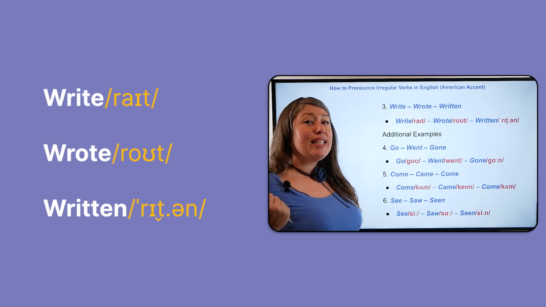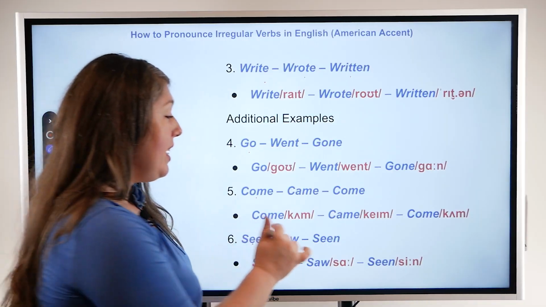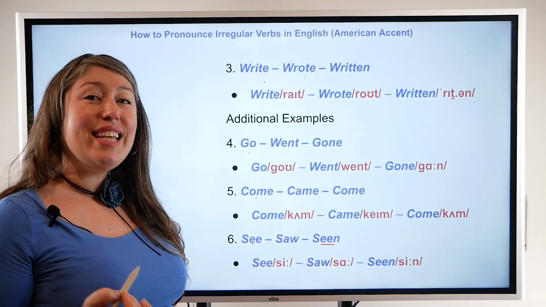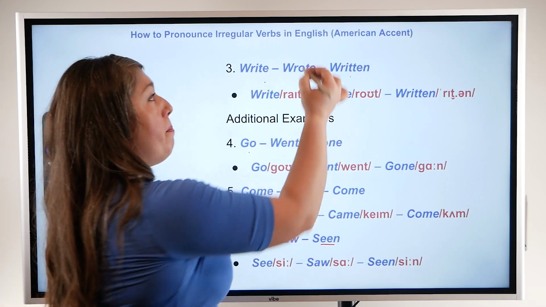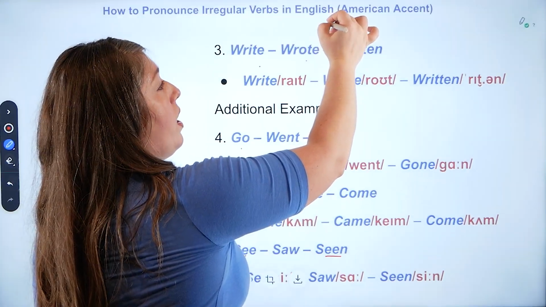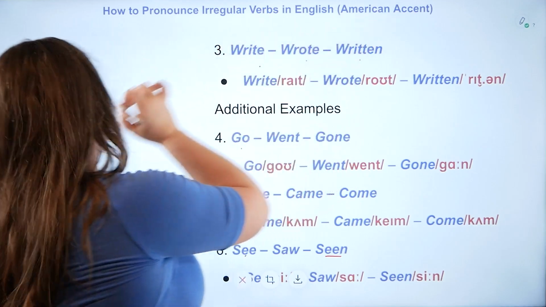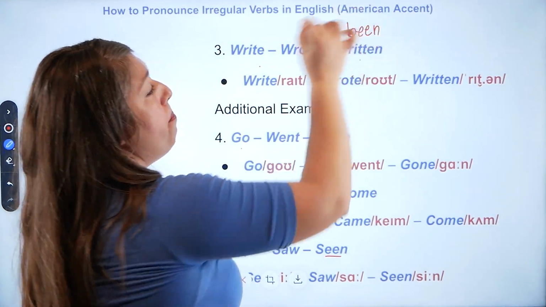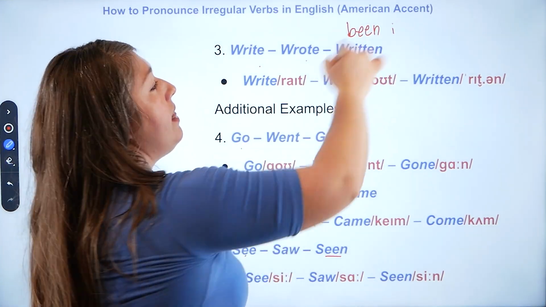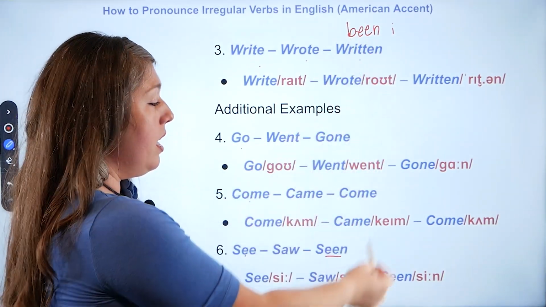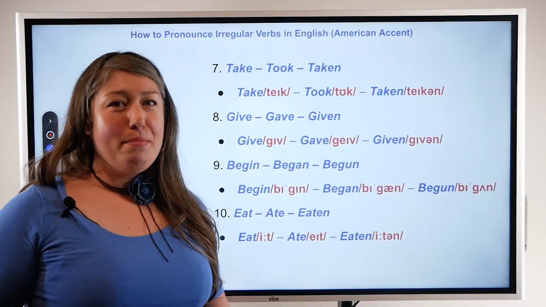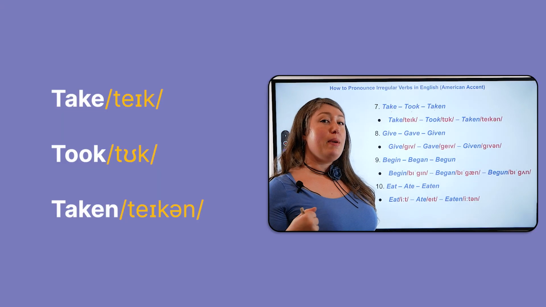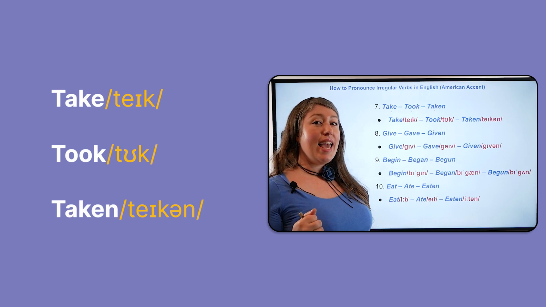See, saw, seen. Take a look at pronunciation here. We do actually say the long E sound, seen. But remember, when we look at the be verb before, be, was, were, and been has the I sound. So we have been, seen. Let's keep practicing. Take, took, taken. Say it with me. Take, took, taken.